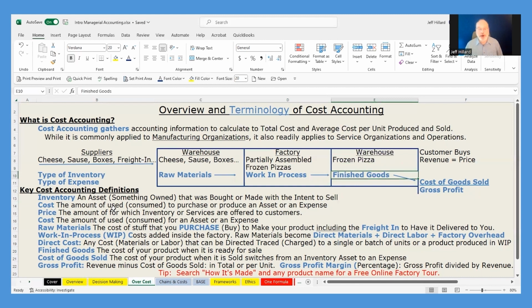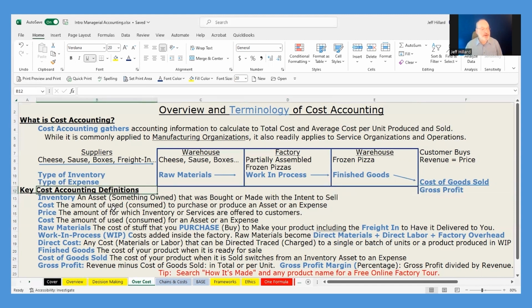When the finished goods are sold, the cost that has been accumulated along the line will become an expense. Typically the largest expense category for most organizations, it's called cost of goods sold. When the customer buys them, the revenue, which is based on price, minus the cost equals gross profit. Gross profit is the profit we make on the stuff we sell.